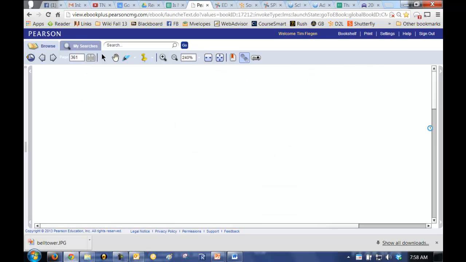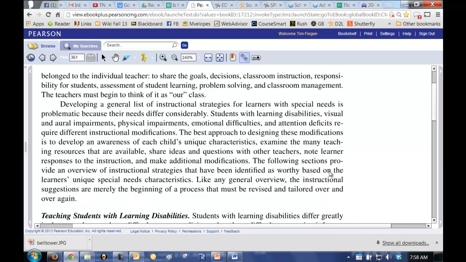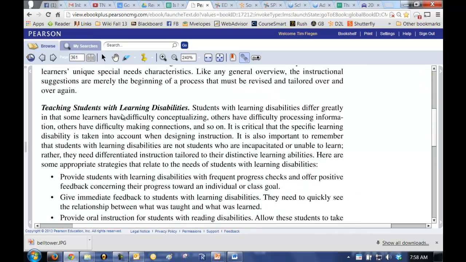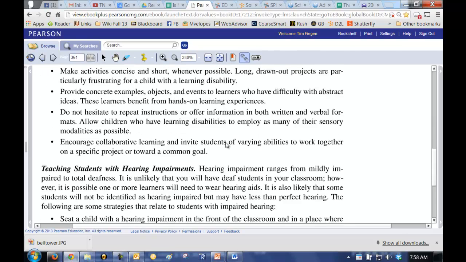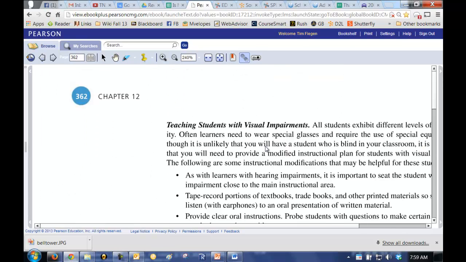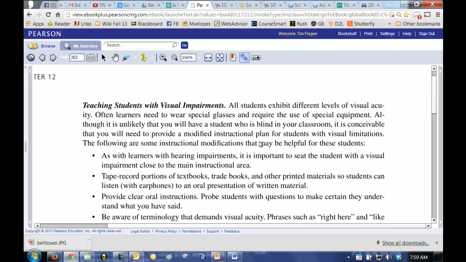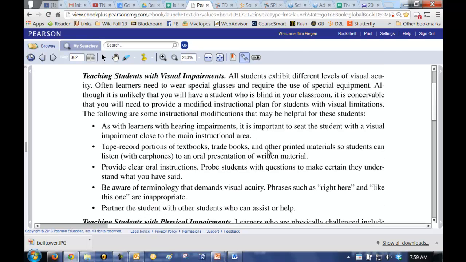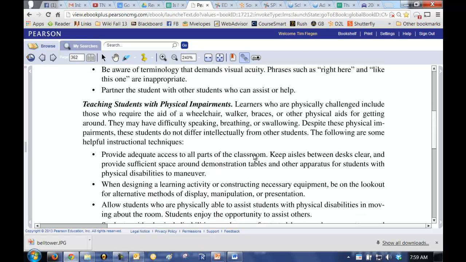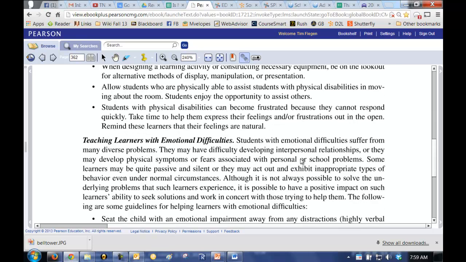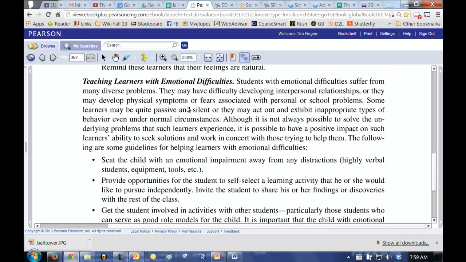It's going to take us through all the different disabilities here, like learning disabilities, hearing impairments, and I'm not going to have you work with this. I think you're going to revisit this other places, and for sake of time, this is on visual impairments, very low incidence disabilities, impairments. Here's how to work with physical impairments. Emotional difficulties might be, in my opinion, the most challenging to work with of all the different disabilities.